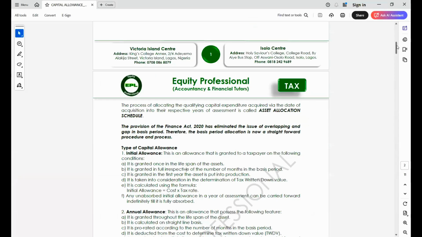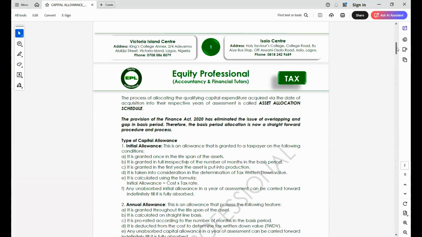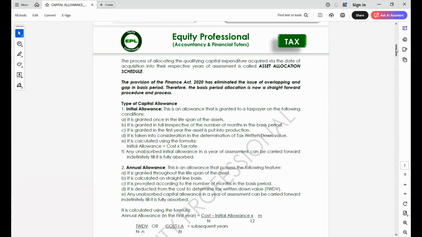You have a right to carry it forward to the next year, and so on and so forth, in as much as you have profit to relieve the initial allowance. So let us take note of that. That's how to calculate our initial allowance.